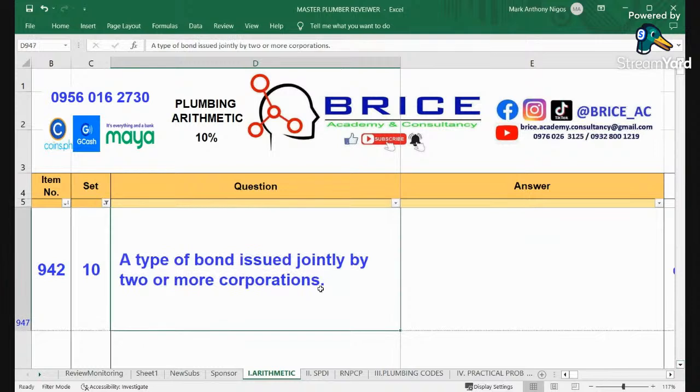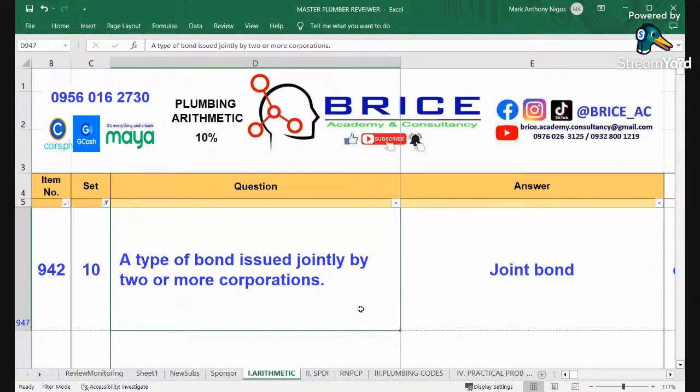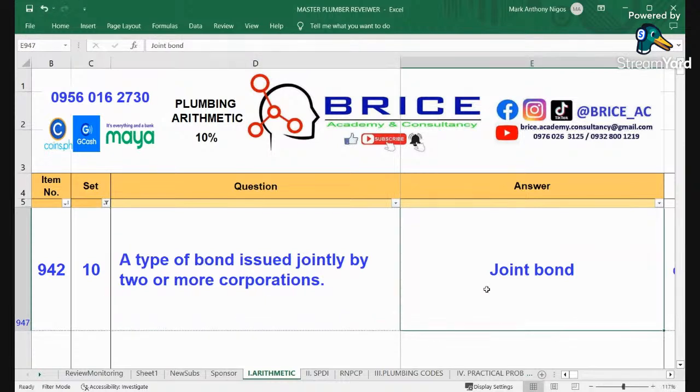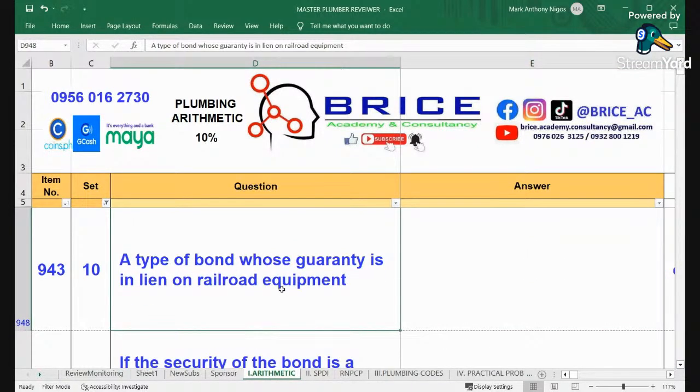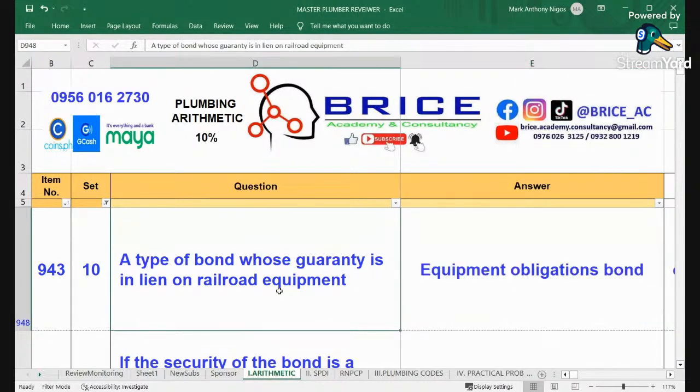942. A type of bond issued jointly by two or more corporations. The answer is joint bond. 943. A type of bond whose guarantee is a lien on railroad equipment. The answer is equipment obligations bond.